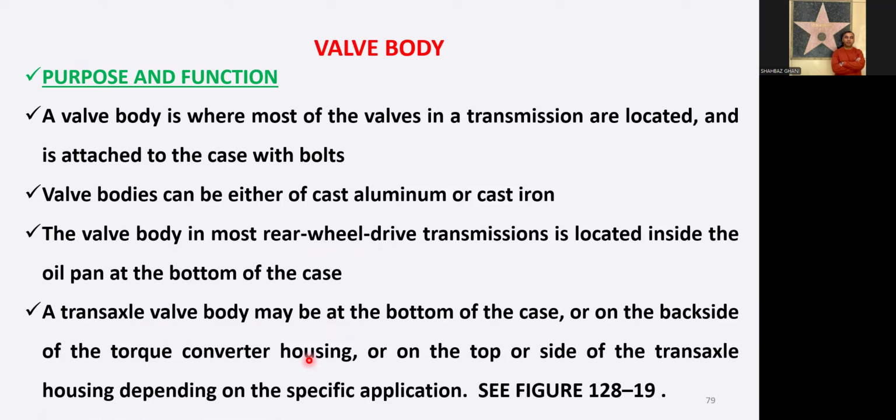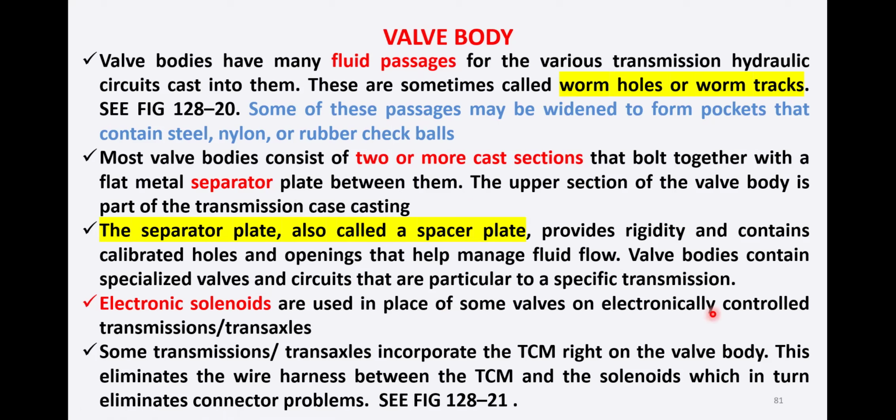Valve bodies contain specialized valves and circuits that are particular to the specific transmission. So along with these wormholes and worm tracks, the valve body contains specialized valves and circuits, such as solenoid valves and the TCC, that are particular to the specific transmission. Electronic solenoids are used in place of some valves on electronically controlled transmissions and transaxles.